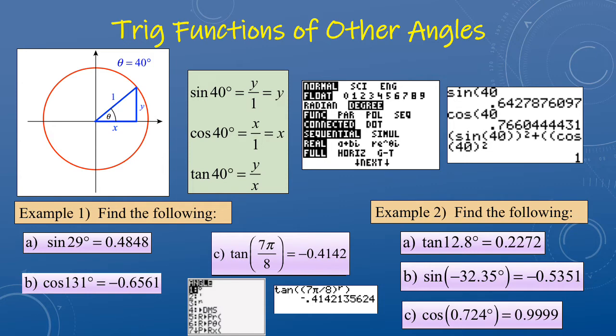Angles with greater precision are assumed to be in decimal degrees unless otherwise stated. So tangent of 12.8 degrees is 0.2272. Sine of negative 32.35 degrees is negative 0.5351. Note how we use parentheses around the negative 32.35 to make it clear. And the cosine of 0.724 degrees is 0.9999.